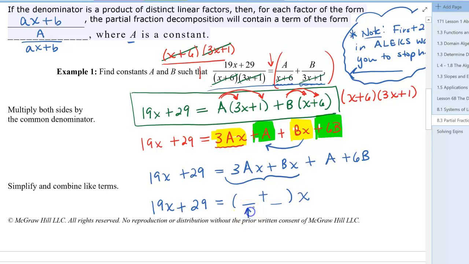And what goes here is what you need to multiply x by to get 3ax. So that would be 3a. And what do you need to multiply x by to get bx? And that would be b. Then I'm just going to rewrite my last two terms.